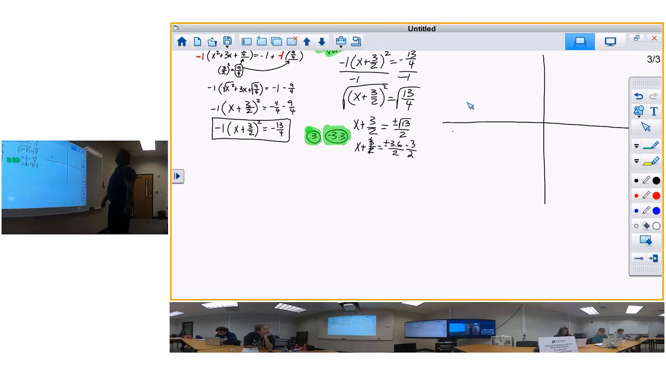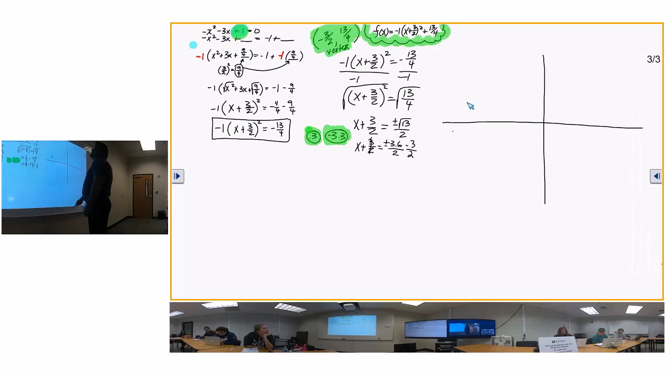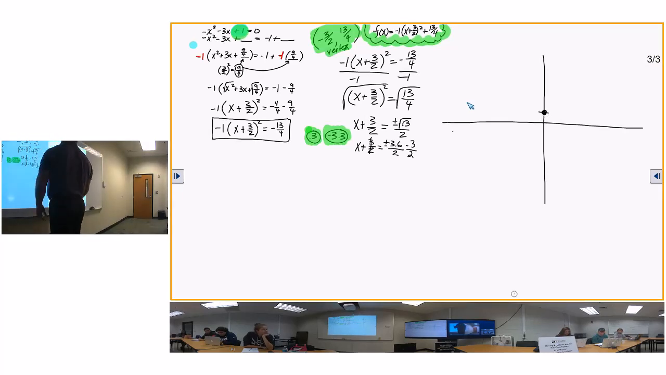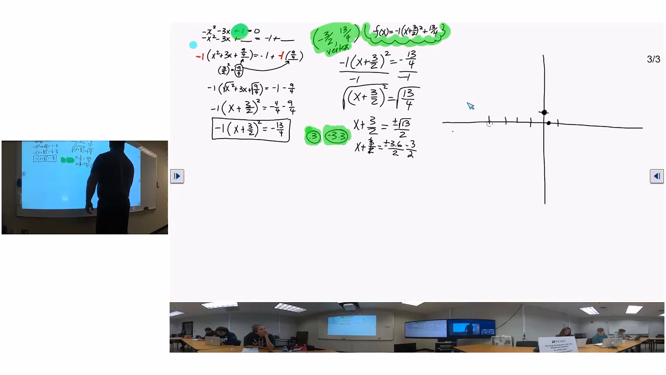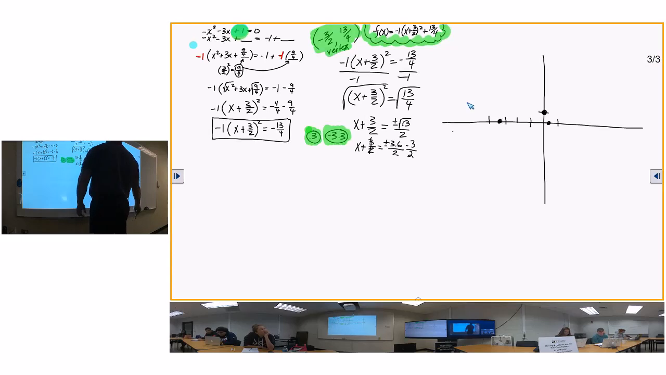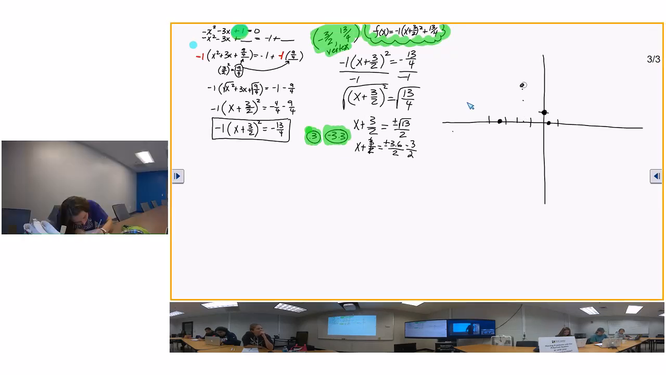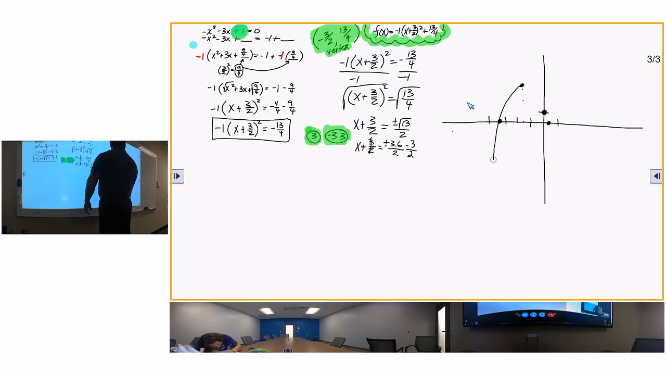What's our y-intercept? Now let me get rid of this. What's our y-intercept? Positive 1. Our x-intercept is 0.3, which is right in here. And negative 3.3, 1, 2, 3, 4, right in there. And our vertex is negative 3/2, which is negative 1/2, and 3 1/4. Yeah. Looks like to me everything lines up.